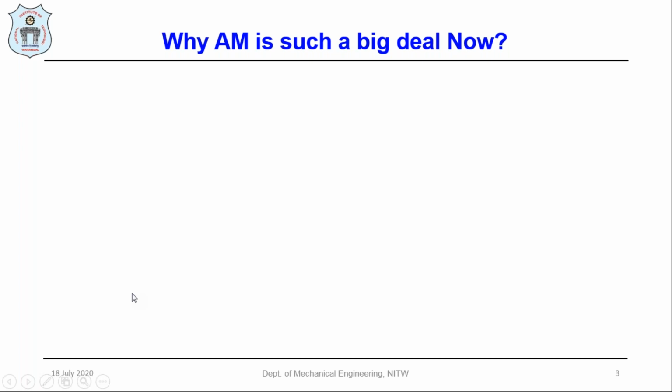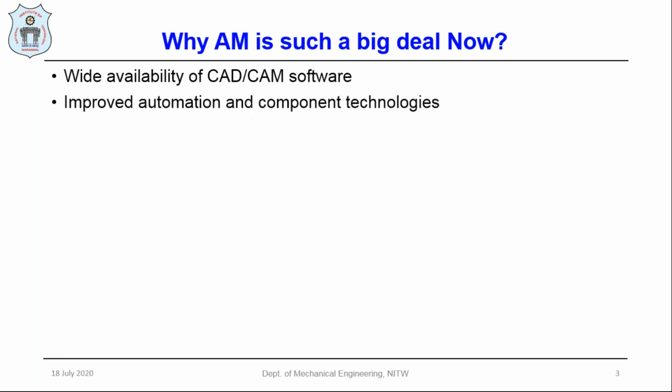Coming to this, why is additive manufacturing such a big deal now? Everyone is talking about additive manufacturing. What is the big deal in it? The big deal is because of the wide availability of CAD and CAM software, and there is a lot of improvement in the automation as well as the component technologies, and a growing library of these printable materials.